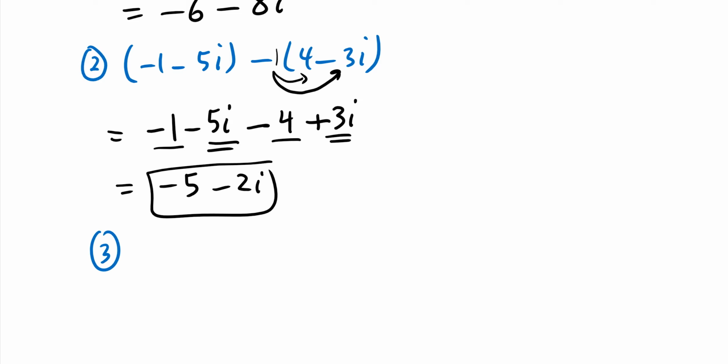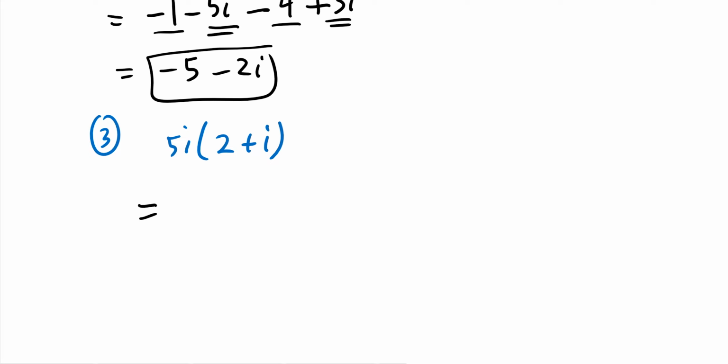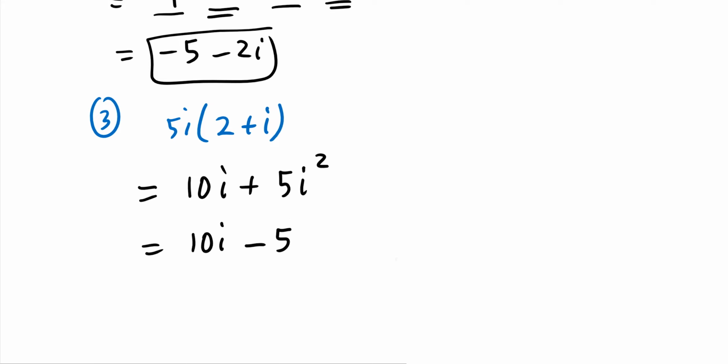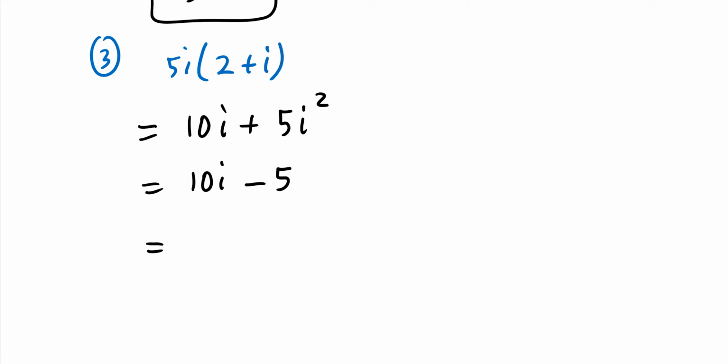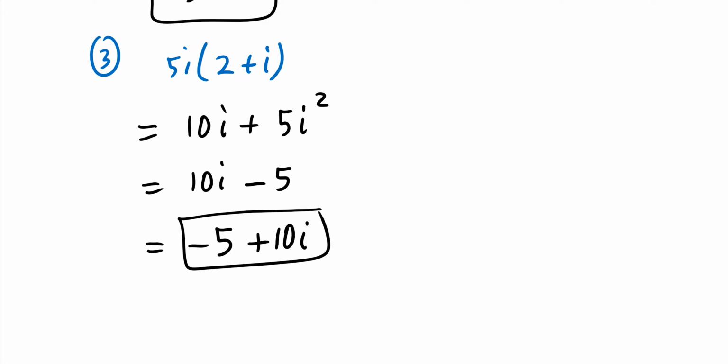Another example, let's say 5i times 2 plus i. So how do we do this? We multiply this out and get 10i plus 5i squared. It's not done because I do know what i squared is. It's negative 1, so that gives us minus 5. Is the answer in standard form? No, but we can rewrite it as negative 5 plus 10i.